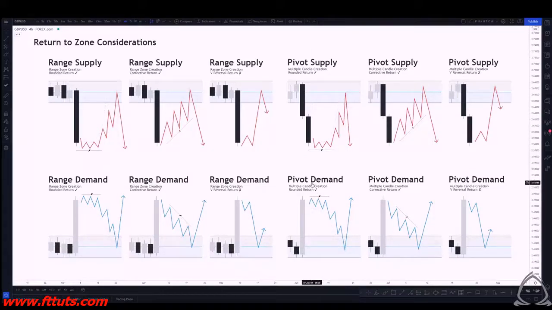These will always be, in my opinion, your highest probability setups, as well as the corrective return into a pivot supply or pivot demand. And then again, we have the pivot V reversal return, which is aggressive. We see basically that very quick reversal back into the supply zone. Generally speaking, these models don't tend to work out this return, and if you do tend to find this, it's better to stay out of the trade and look for something a little bit different.